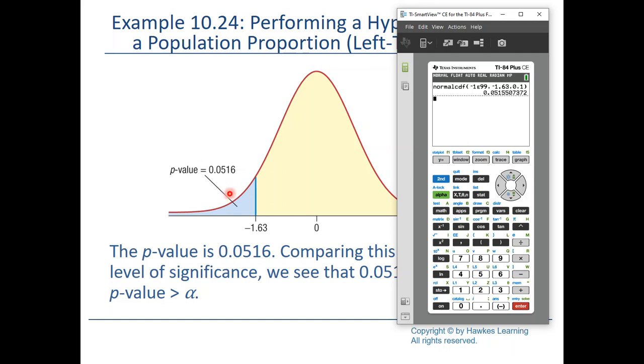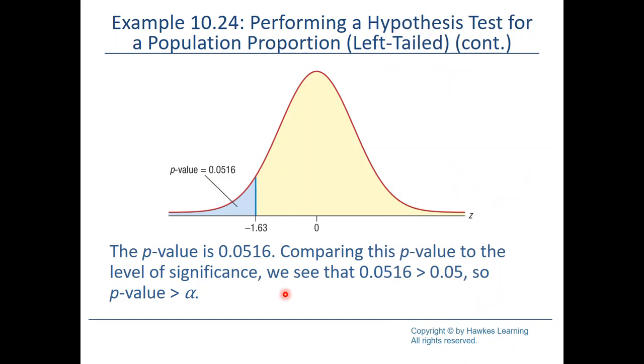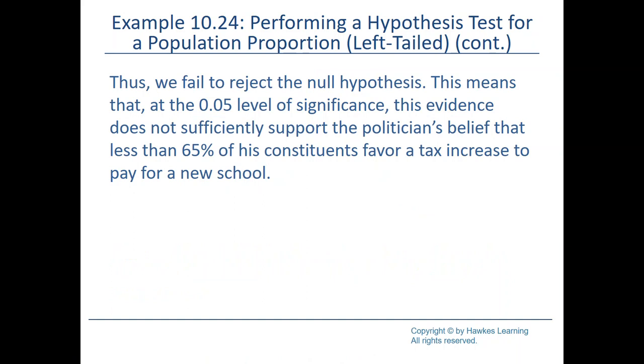Now we just have to basically compare our p-value to our alpha. So again, our p-value being this, our alpha was 5%. So we do notice our p-value is actually bigger than our alpha, which means we fail to reject the null hypothesis. Okay, so this basically means that at a 5% level of significance, this evidence does not sufficiently support the politician's belief that less than 65% of his constituents favor the tax increase.